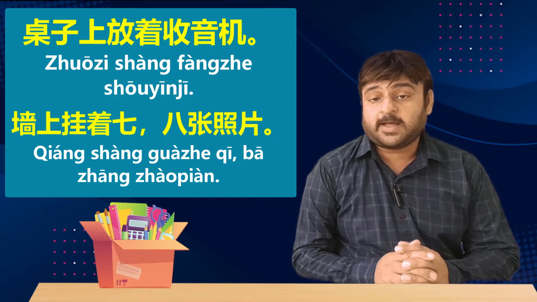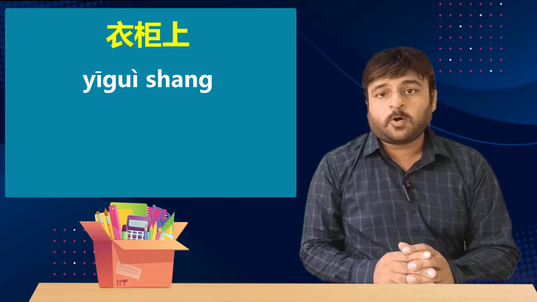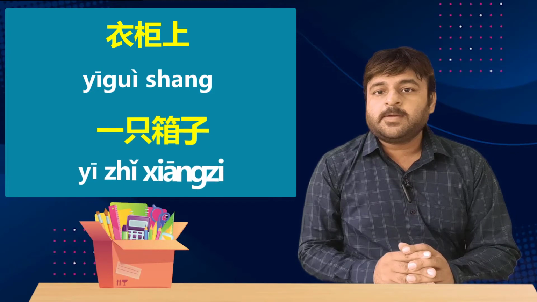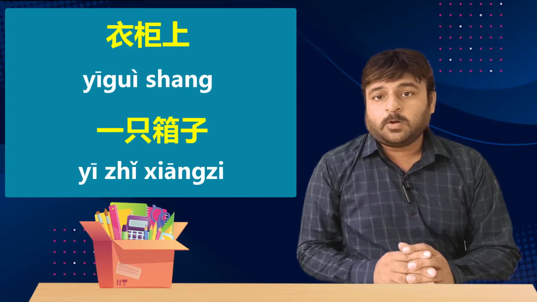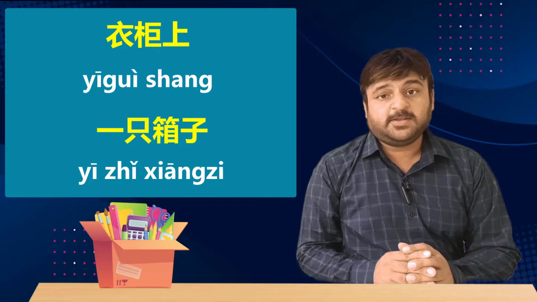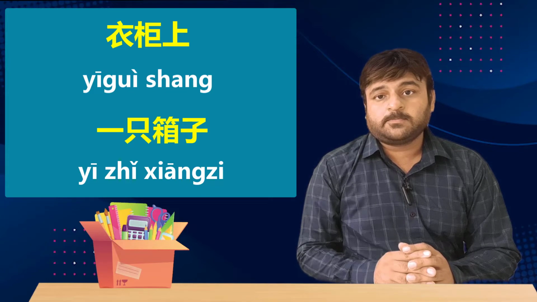Let us now have a look at the words in the box to make replacements in this sentence and make more sentences with the usage of zhe. 衣柜上 on the wardrobe. 一只箱子 a suitcase. On the wardrobe there is a suitcase. Replace these words in the above sentence to make a sentence which means a suitcase is placed on the wardrobe.